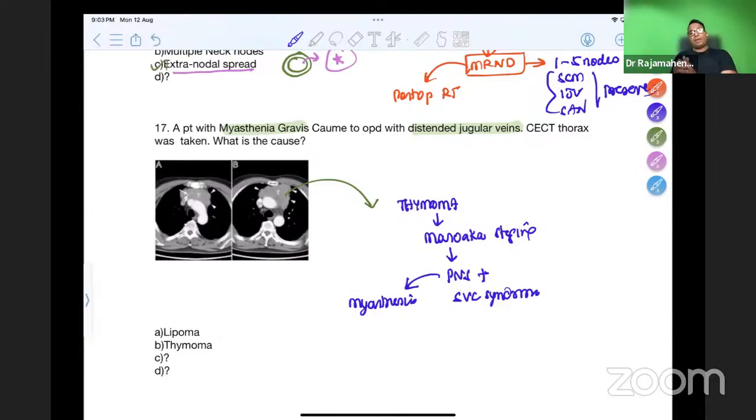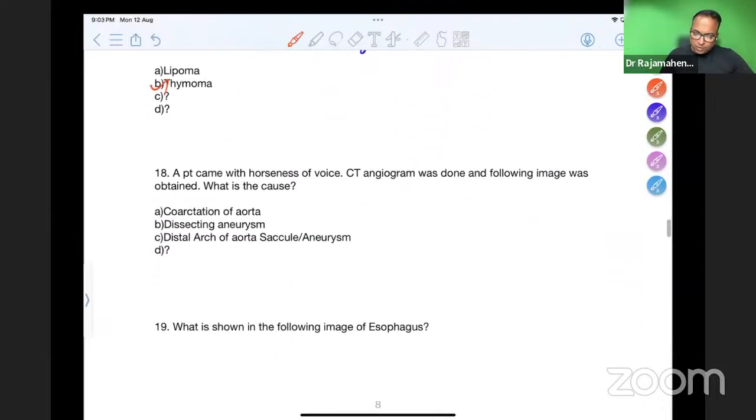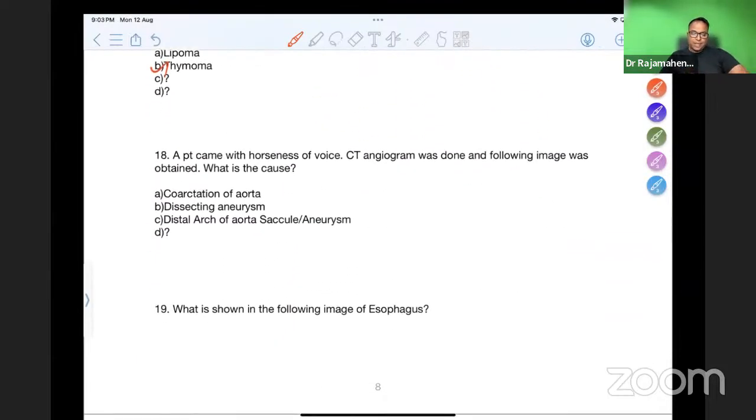See, so many clues they have given. Myasthenia gravis patient is given. Distended jugular vein clue is given. CT is given with the thymoma image. Even if you don't know how to read the CT scan, you would have answered seeing the myasthenia gravis and distended jugular vein. Such a conceptual question. We have never seen this type of conceptual questions in so many exams. They have given clues for the questions and answers also. This is from the first session. I actually got the first session questions discussion going on.